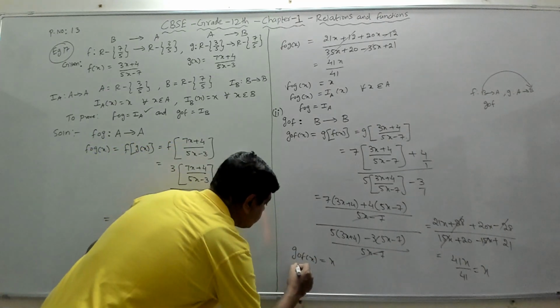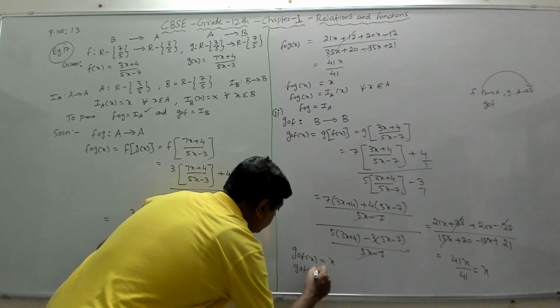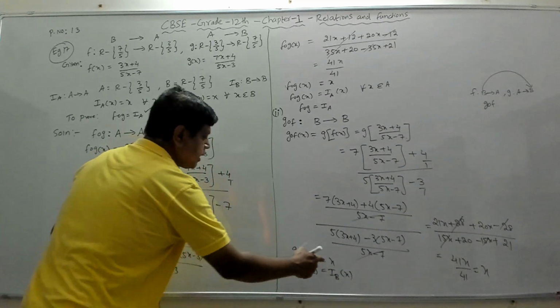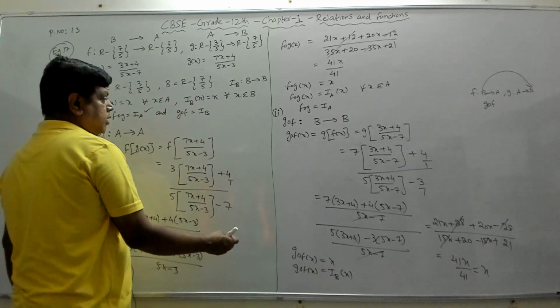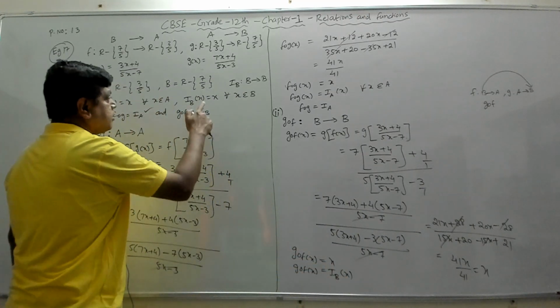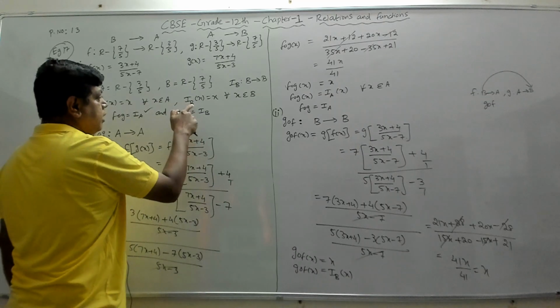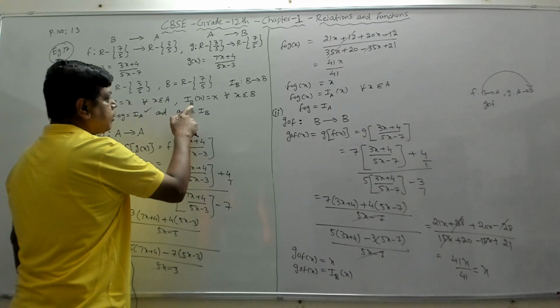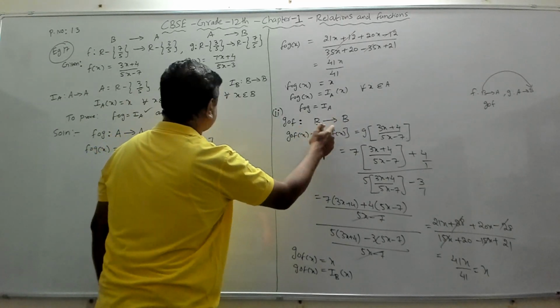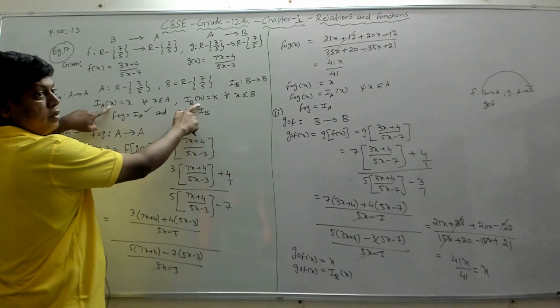So g of f of x is equal to what? I_B of x. Why can x be written as I_B of x? Because I_B of x is x. So instead of this x, I can put I_B of x. And why are we putting B, not A? Because your g of f is a function from B to B. So both are identity functions.